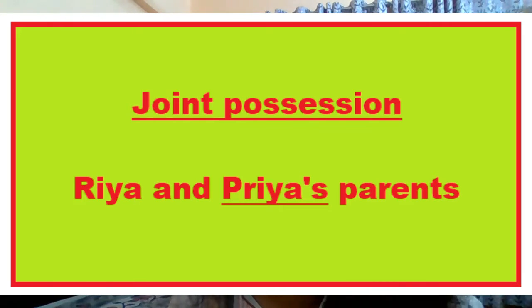For example, Riya and Priya's parents have come. Riya and Priya's parents have come. So I will write Riya and Priya apostrophe s, parents. This means that we are talking about the parents of both. What will happen if I add an apostrophe after Riya, the first one also? Riya's and Priya's parents. It will mean that they both have different sets of parents. They are not sisters or siblings. So this was the second point.